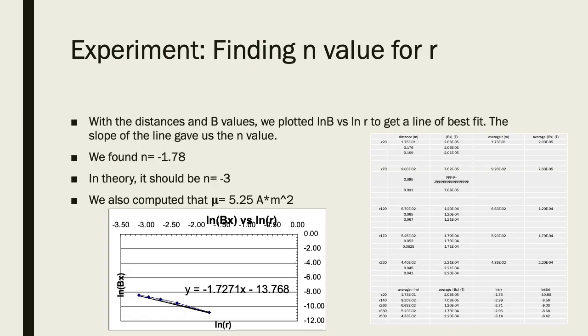In order to find the n value for r, we took the distances and B values and plotted the natural log of B versus the natural log of r to get a line of best fit. Since in the equation n multiplies by the natural log of r, we knew that the slope of the line gives us the n value. We found an n value of negative 1.78. However, in theory, the n value should be negative 3 because in the equation it is 1 over r cubed, or r to the negative third power. We also saw that mu was equal to 5.25 amperes meter squared.